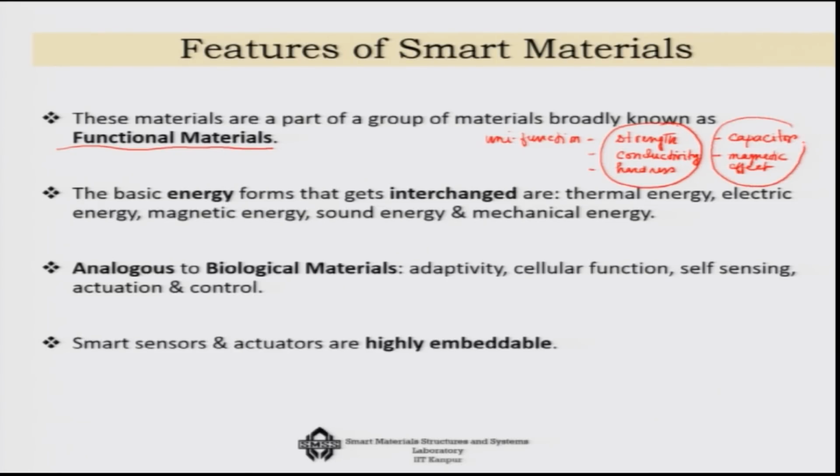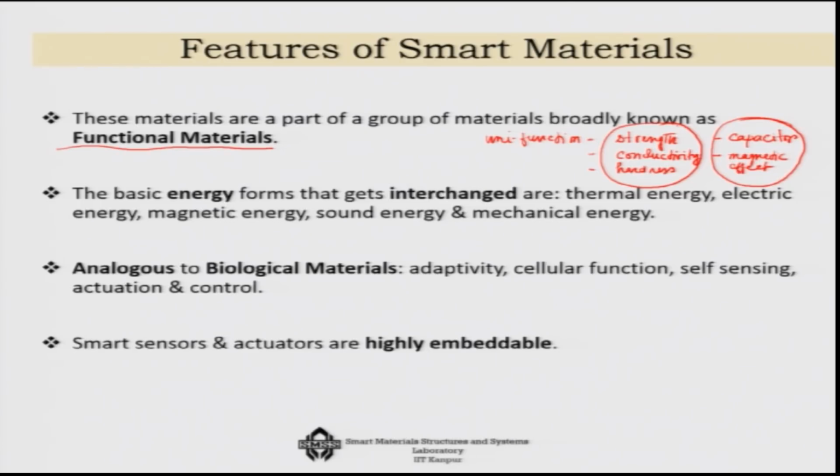Now, each one of them is unifunctional, but if some of these mechanical properties get coupled with some of these electronic properties, then what we get are functional materials. And smart materials indeed have this kind of coupling between the mechanical and electronic properties of a material.